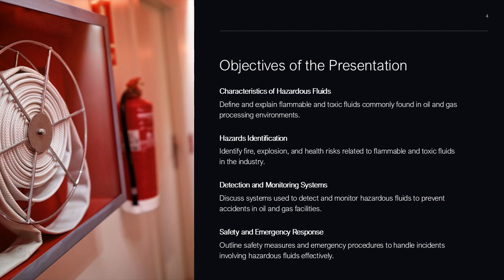The primary objectives of this presentation are to: Number 1, define and explain the characteristics of flammable and toxic fluids commonly encountered in oil and gas processing. Number 2, identify the hazards associated with these substances, including fire, explosion, and health risks. Number 3, discuss detection and monitoring systems that help prevent accidents. Number 4, outline safety measures and emergency response procedures.